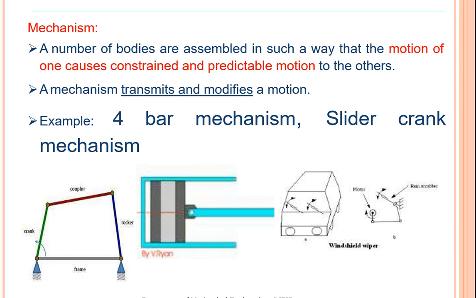So the mechanism transmits and modifies the motion. If we have a constrained or unconstrained input at one end, you are going to get the output at the other end. The two examples specified for the mechanism are the four-bar mechanism and the slider crank mechanism. Here he gives an example: it is a piston and cylinder arrangement, or a four-bar chain mechanism, or a wind wiper. So like this, he gives different examples for a mechanism.